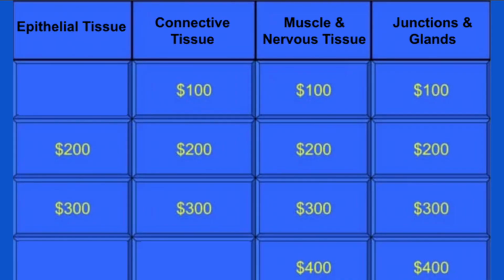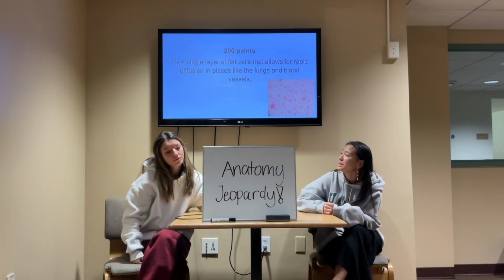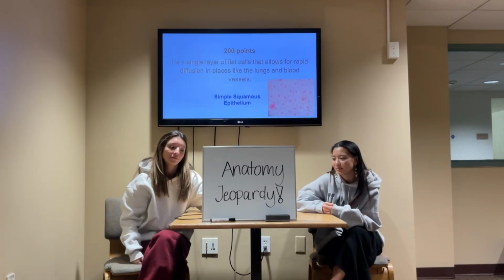For 200 points, it's a single layer of flat cells that allow for rapid diffusion in places like lungs and blood vessels. What is simple squamous epithelium? Exactly. Its thin shape allows gases to pass easily.